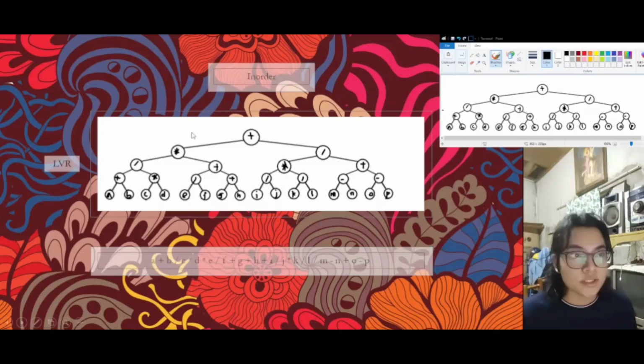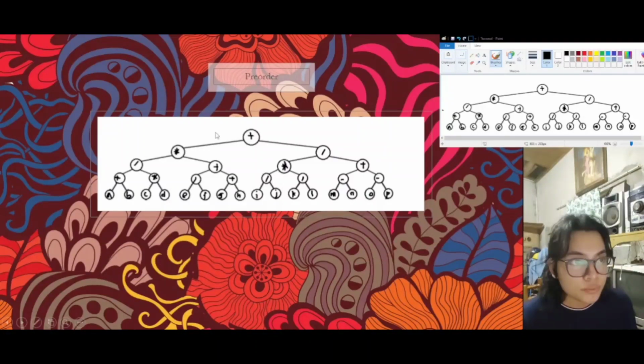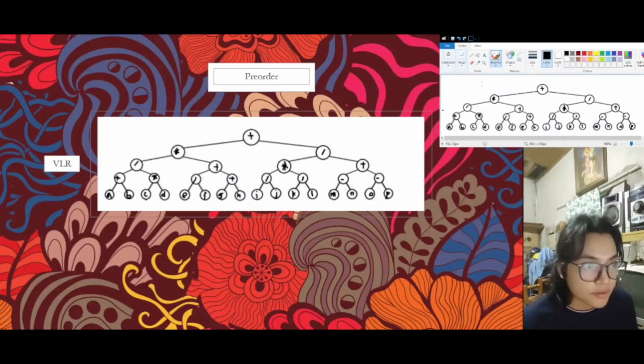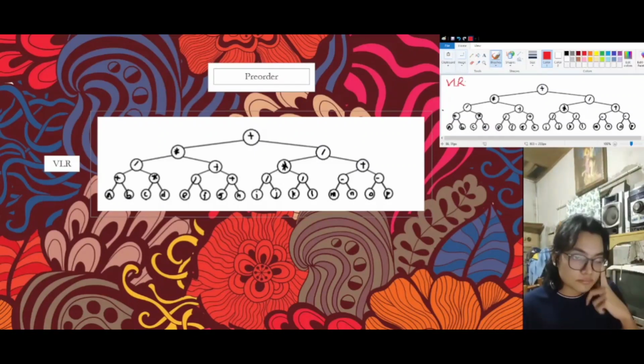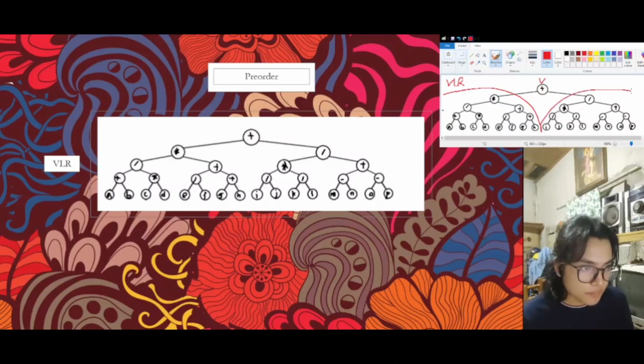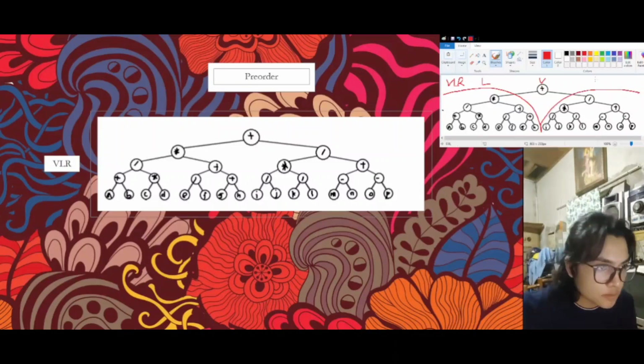And now let's proceed to preorder. A preorder traversal follows a VLR, which means visiting node or parent node, then the left and the right. Since we are starting at the visiting node, this is going to be our first notation, and this entire part is the left. This is going to be the right.